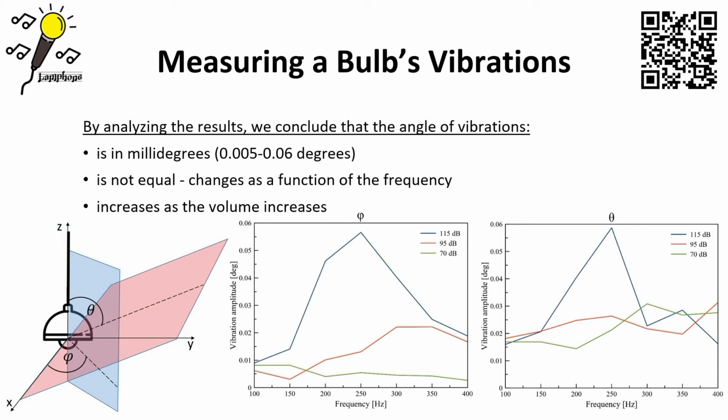Now, by analyzing the results from the graphs, we made three conclusions. The first conclusion is that the angle of vibration is very small. It's basically in millidegrees, as you can see in the graphs. The second conclusion is that the angle of vibration is not equal. It changes as a function of the frequency. Again, you can see it on the graphs below. And unsurprisingly, the angle of vibration increases as the volume increases.